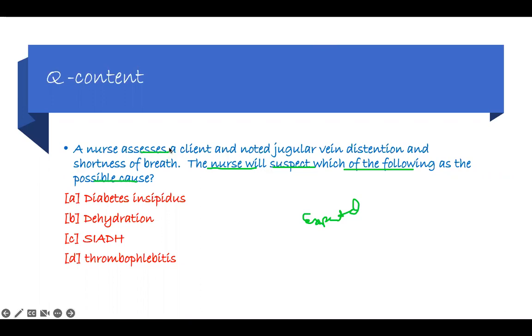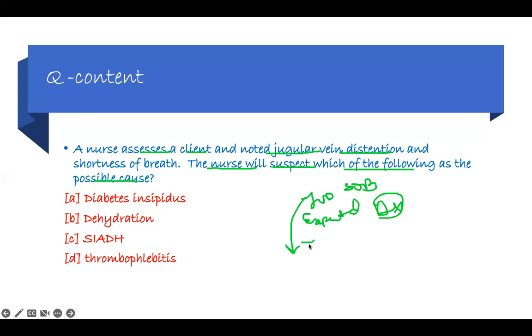So what will be the diagnosis that is going to cause this problem? The nurse assesses a client and notes JVD, jugular vein distension, and shortness of breath. So I see JVD and I see shortness of breath. What diagnosis? I'm looking for the diagnosis that I will expect for this. Somebody's neck is distended, and he has shortness of breath. JVD, you have to interpret it. This is just an interpretation, content level.